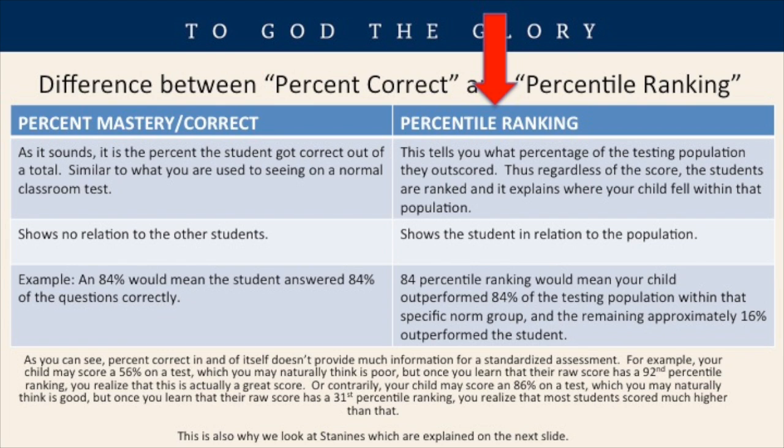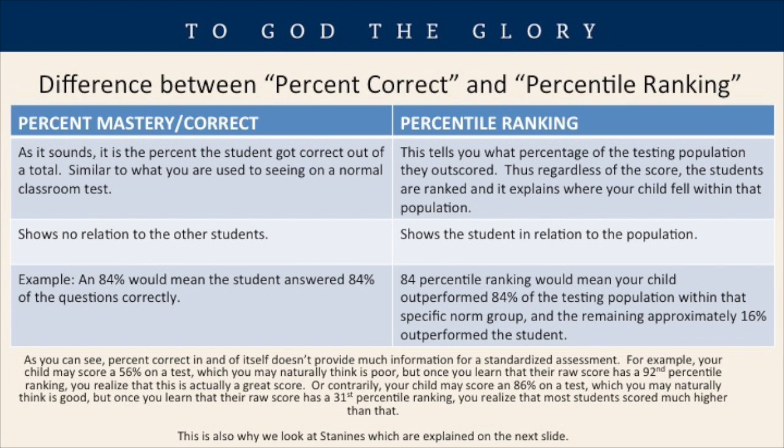Percentile ranking is very different. Over on the right side of the chart, this tells you what percentage of the testing population they outscored. Thus, it's comparing them to the other students. Regardless of the score, the students are ranked, and it explains where your child fell within that population. So this is actually showing how your student's score compares to the population, and we'll talk about which population later. So, for example, an 84 percentile ranking would mean that your child outperformed 84% of the other students that took the test within that specific norm group. And the remaining, or approximately 16%, outperformed your student.